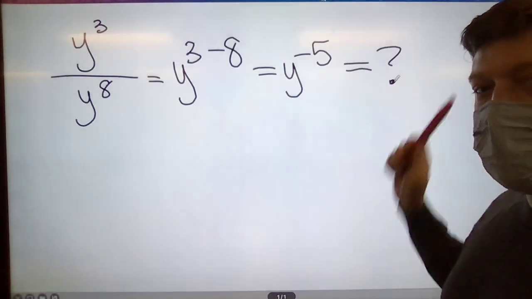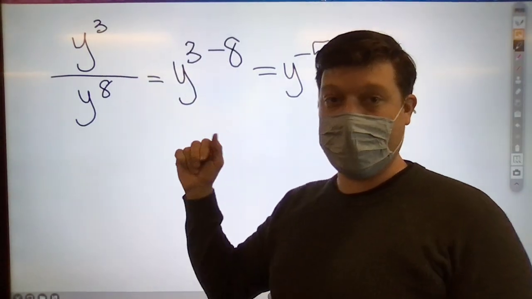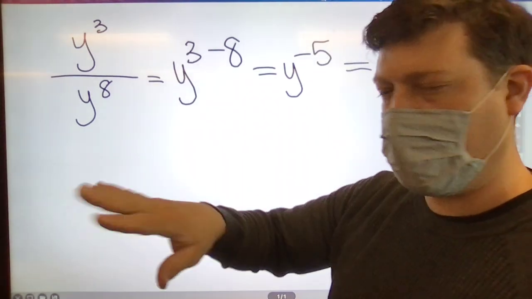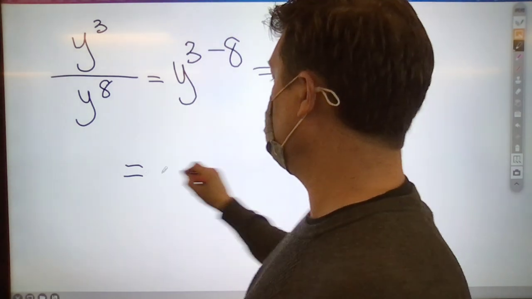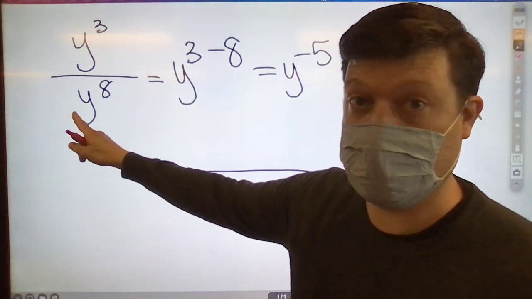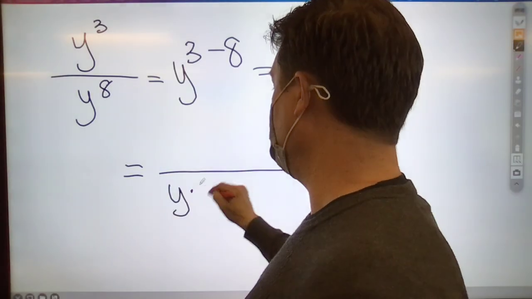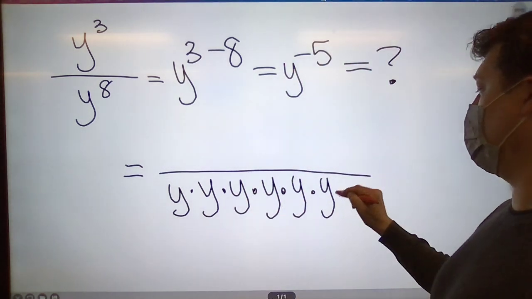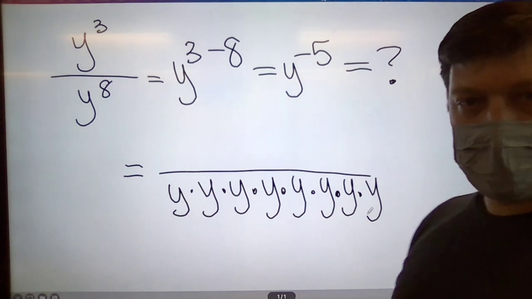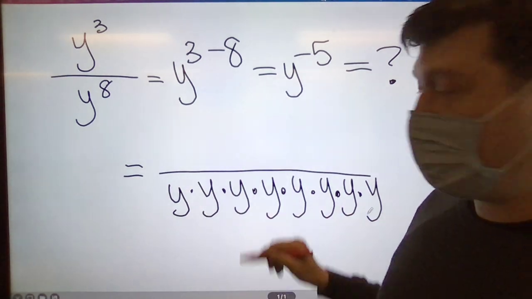Maybe the way to help explain this is to actually not use the trick for now. Let's write this whole thing out. This equals, I'm going to write out the bottom first. There's so many of them. y times y times y times y times y times y times y times y. 8 of them. On the top, 3 of them.